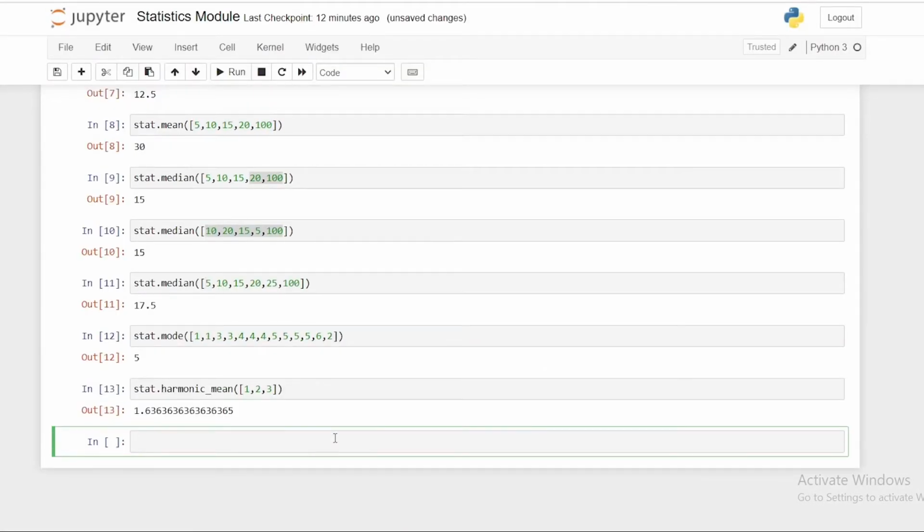So let's print it out. So here you can see that we found out it was going to be 1.636. So here the harmonic mean for 1, 2 and 3 is 1.636.